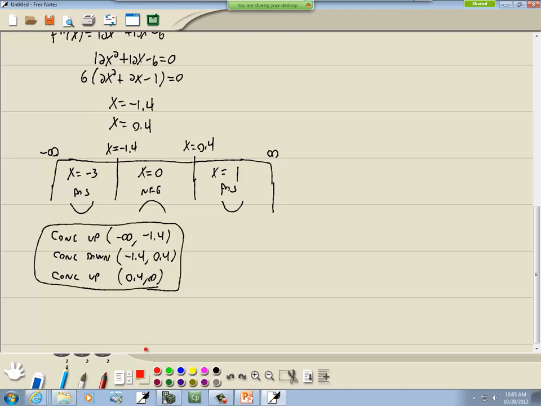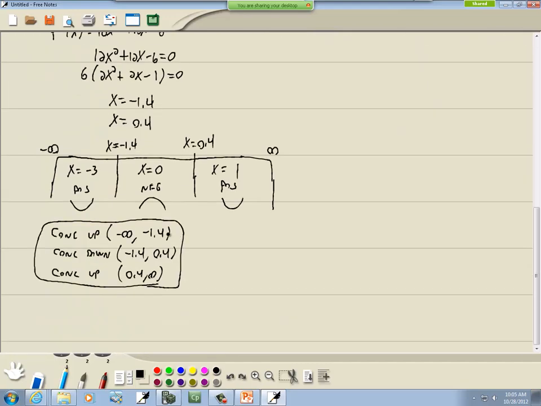Now our POIs, the next thing we're going to find, I think was number 10. Yeah. Our POIs occur when the concavity changes, assuming that point exists. Here it changes from concave up to concave down, so this is a POI. And this changes from concave down to concave up, so this is a POI. And I know it exists there because my domain, remember, was negative infinity to positive infinity. So we're going to have a POI at negative 1.4 something and 0.4 something.